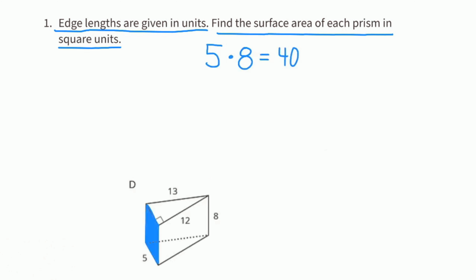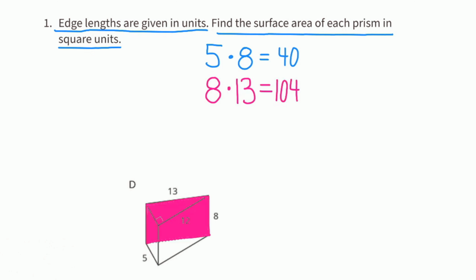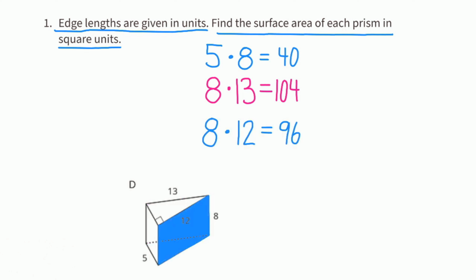This side has the dimensions 5 by 8, so its surface area would be 40 units squared. This side has the dimensions 8 by 13, so its surface area is 104 units squared. The dimensions for this side are 8 by 12, so its surface area is 96 units squared.